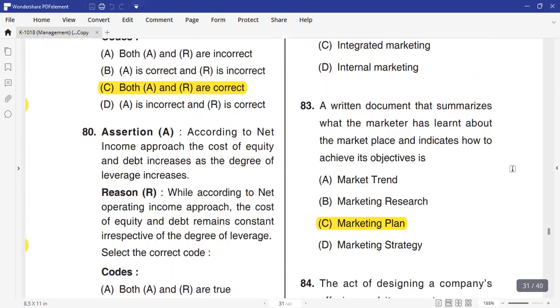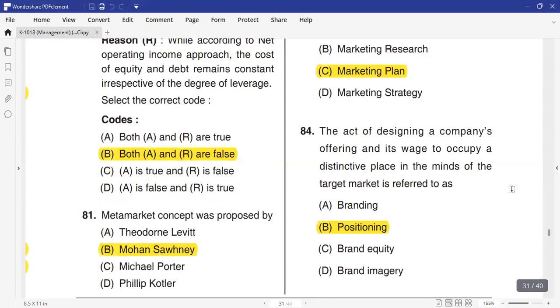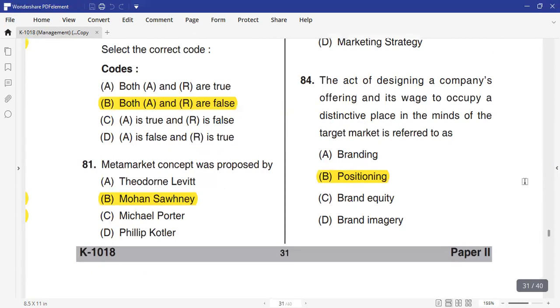83rd question. A written document that summarizes what the marketer has learned about the marketplace and indicates how to achieve its objective is called marketing plan. Then 84th question, the act of designing the company's offering and its image to occupy a distinctive place in the minds of the target market is referred to as positioning. So how the concept of a product or a company or a brand is placed in the mind of a customer is actually called positioning. So therefore the correct option is B, positioning.